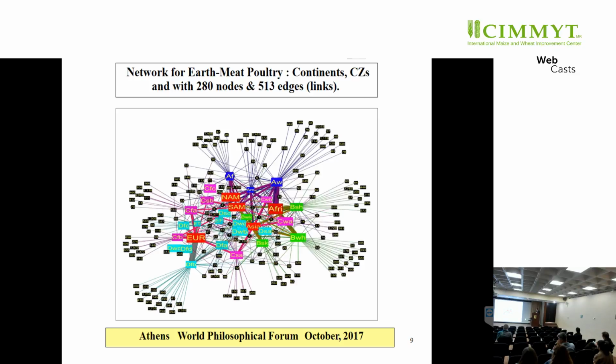And that's the presentation only for poultry. That's the picture. You see in this picture there are 280 nodes, which are the essential elements, and the connections between the nodes are what are called the edges or the links. There are 500, so a factor of about two. The other pictures are similar to this one, and there are several in the book. So it is not complex at this stage.